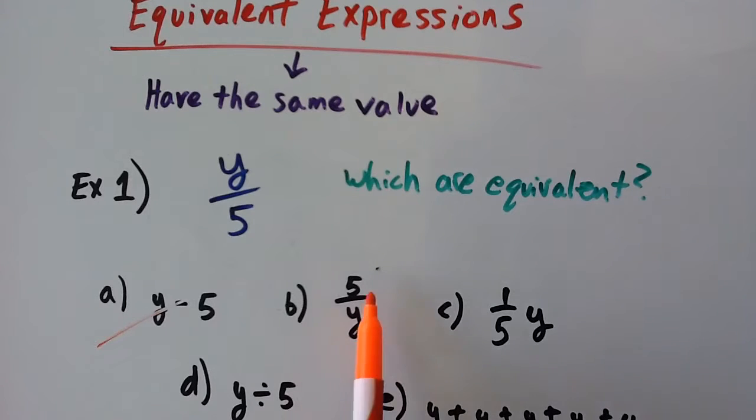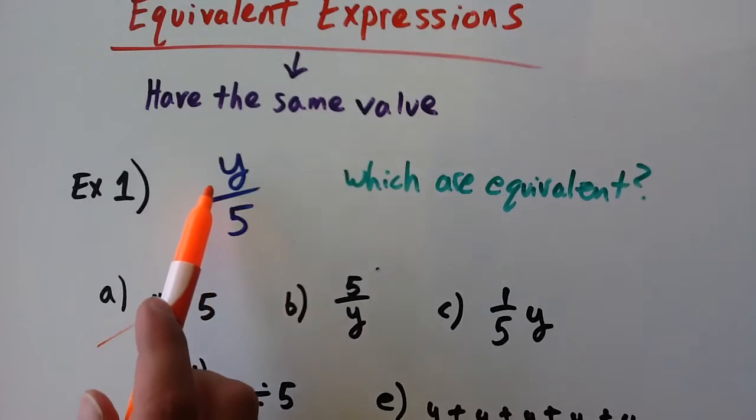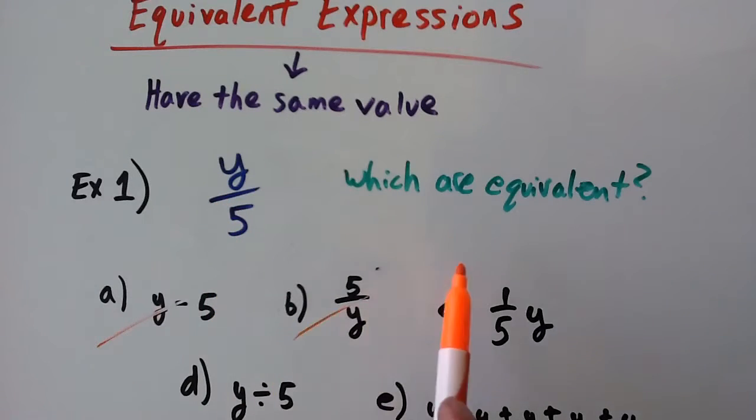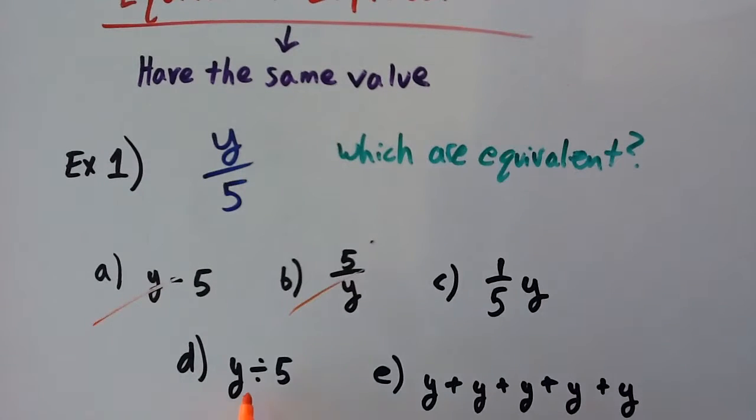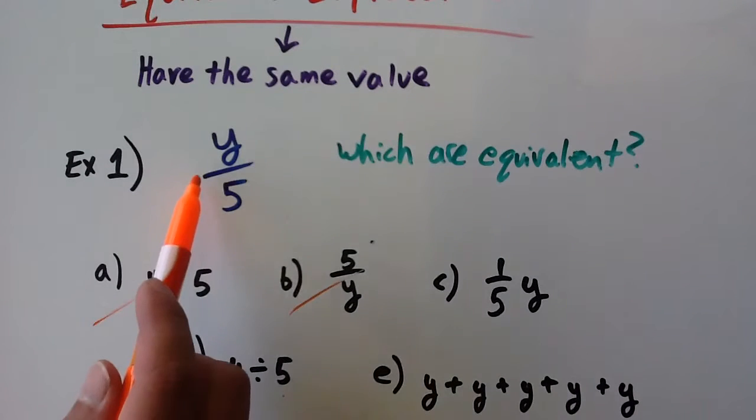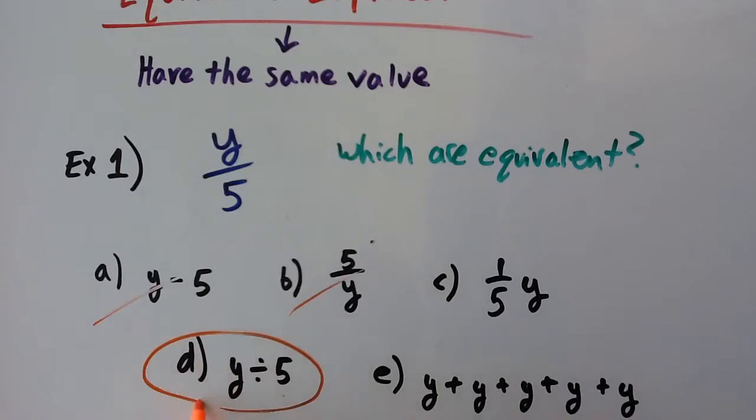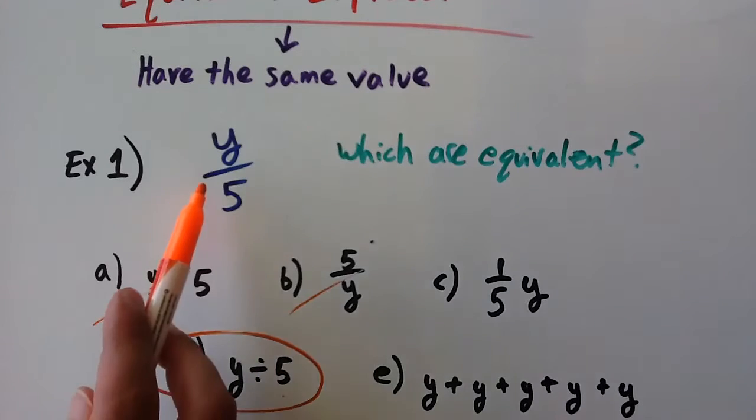B says 5 divided by y. Well, that's not what we're doing. We're doing the opposite. We're doing y divided by 5. So B is out. We'll come back to C in a minute. D is y divided by 5. That's what this is saying, and so we would circle D. D is equivalent to this.